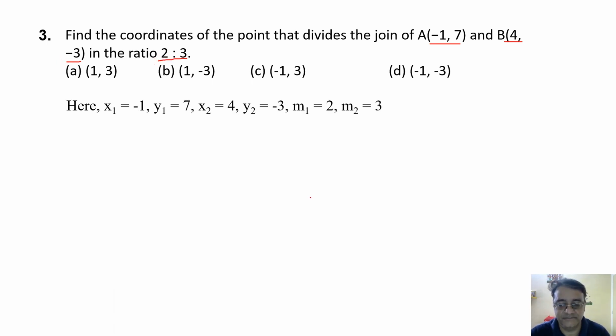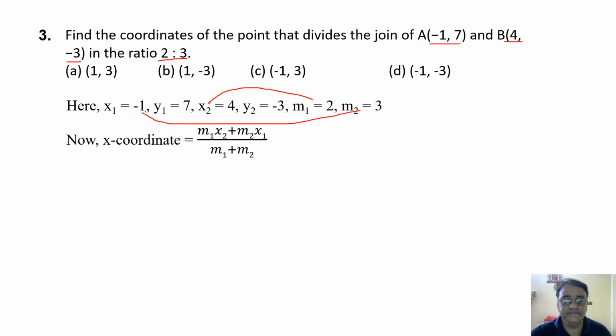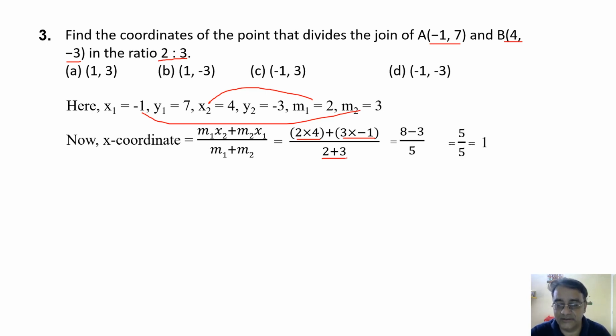m2 is 3. So again we will write the coordinate of x first, that is m1 x2 plus m2 x1 upon m1 plus m2. Right. So this will be 2 into 4 plus 3 into -1 upon 2 plus 3. So 8 minus 3 upon 5. So 8 minus 3, 5. 5 upon 5. So what is the answer? 1. Right.